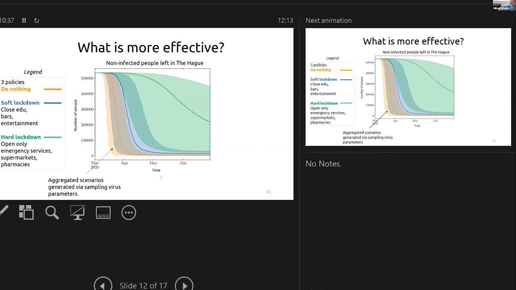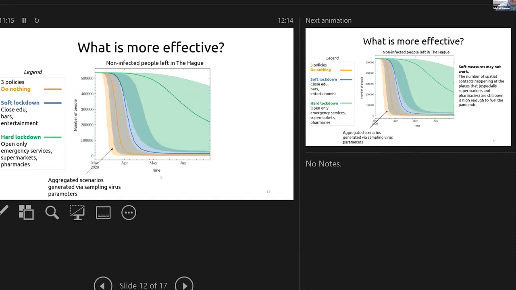As you can see from these graphs, the graphs are actually a combination of scenarios, but don't really think about that much. Let's just focus on the lines themselves. We have a blue line, a green line, and an orange line, right? As you remember, blue is the closure of educational institutions, and orange is do nothing. There is no big difference here. If we close only educational institutions, bars, and entertainment, it's almost similar to the do nothing policy. So basically, there is no point in doing that.